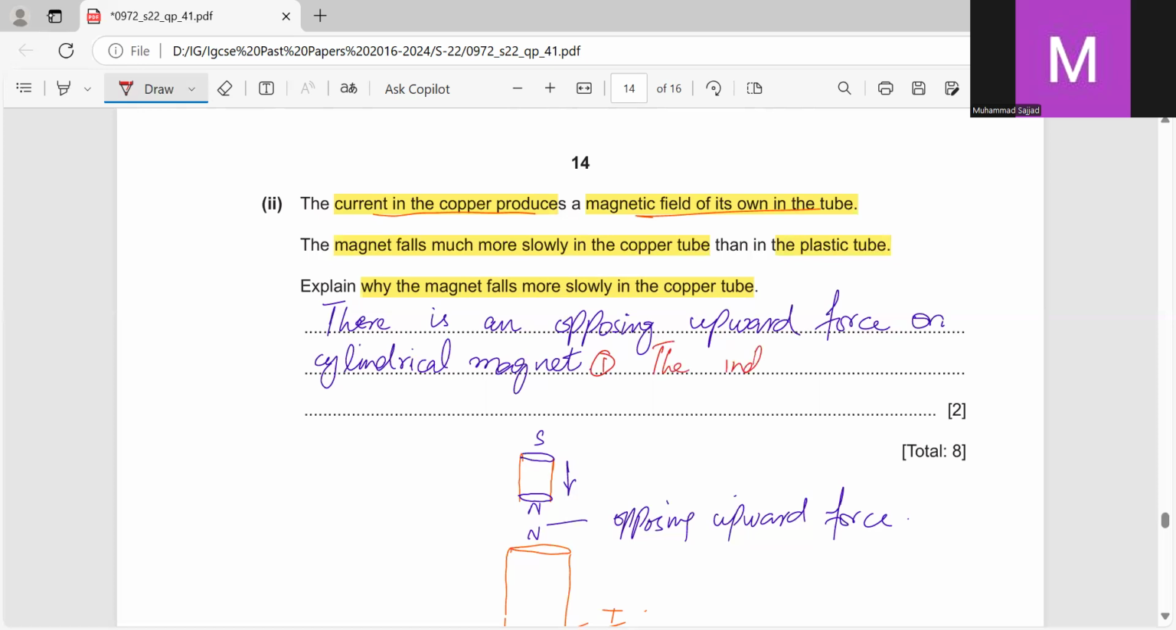the induced current always opposes the change producing it. If you don't remember, just say it is because of Lenz's law. Always opposes the change producing it. So like this, you will score the second mark, my dear friends.